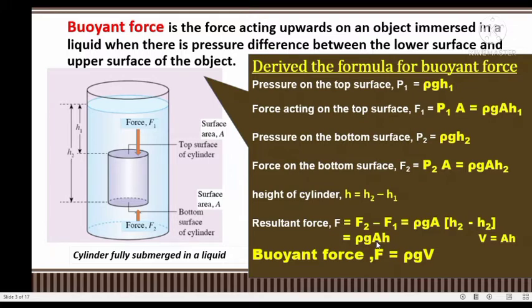The product of A and H, the surface area and height of the cylinder, is equal to the volume of the cylinder. Thus, we can substitute AH with V. So we get the resultant force equals rho gV. The resultant force upwards will support the weight of the cylinder so that the cylinder will float in liquid. Thus, buoyant force F equals rho gV.